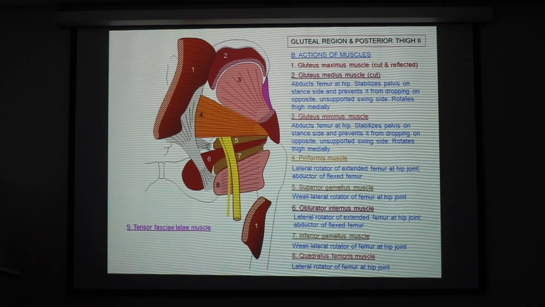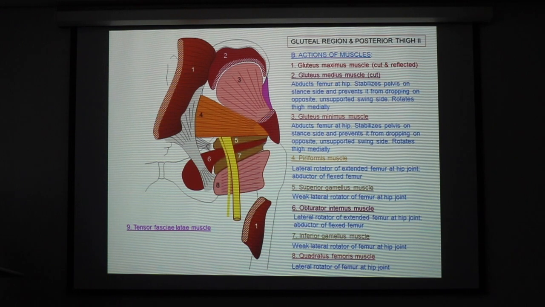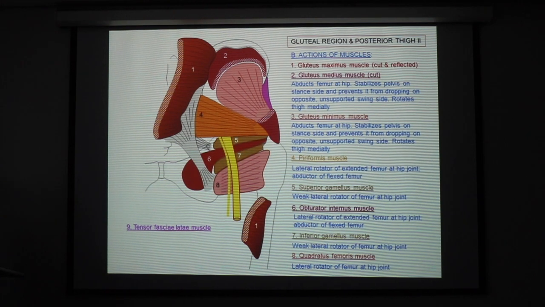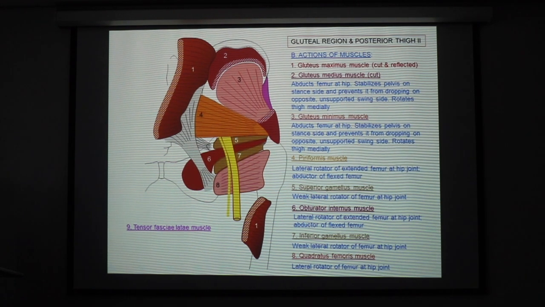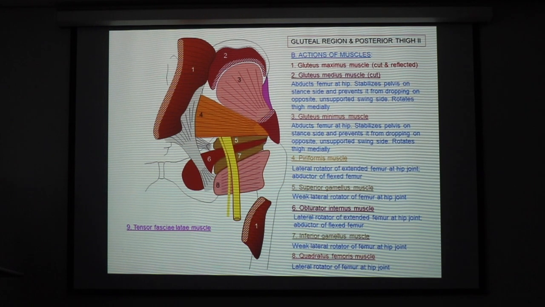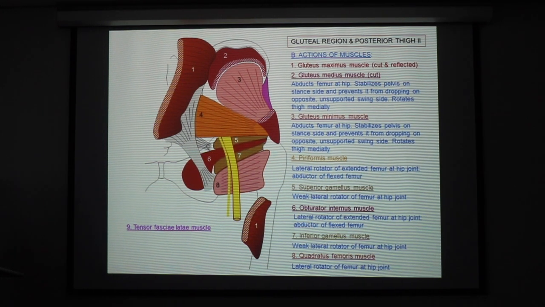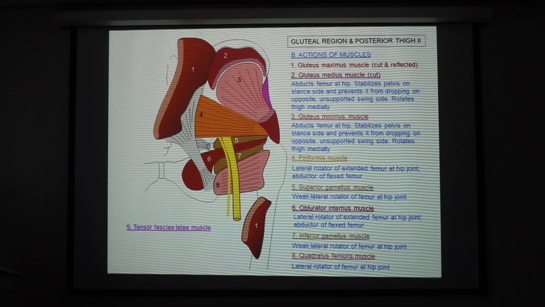Yes? What is the obturator externus? The obturator externus, you cannot see it here. On the gluteal region, you don't see the obturator externus. It is only seen in the adductor compartment. If you take out all the adductors, then you would see the obturator externus. But the only one which you see here on the gluteal region is the obturator internus.